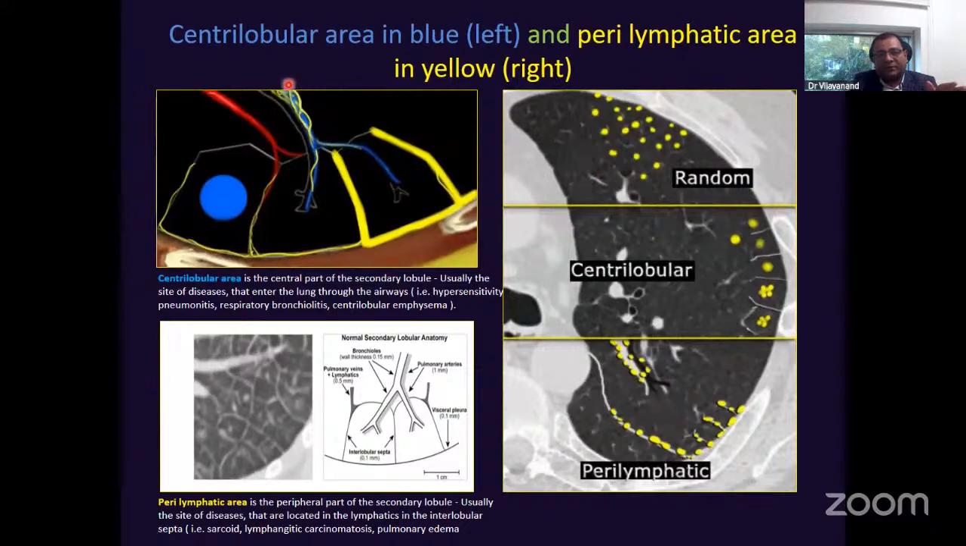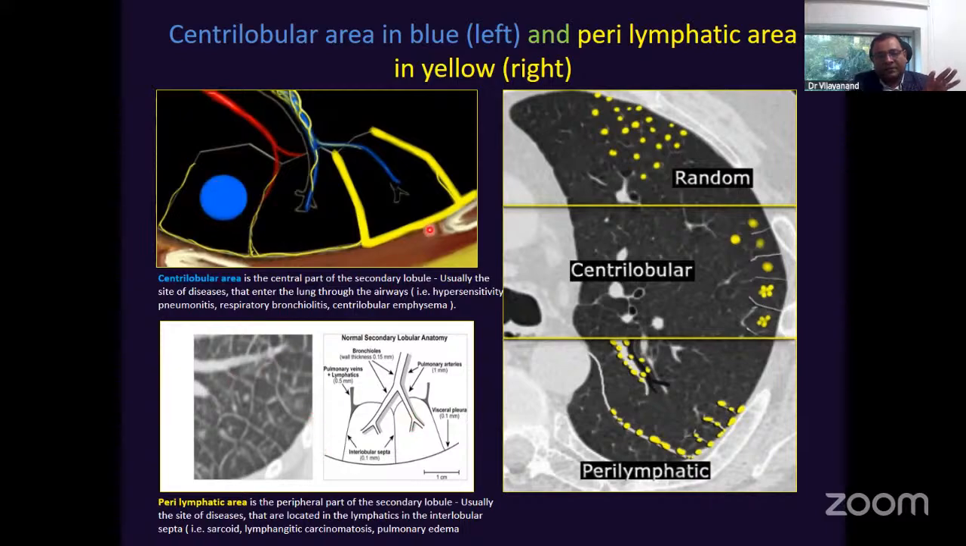It will be either a centrilobular, perilymphatic, or random involvement of the lung, and secondary centrilobular and perilymphatic involvement of the secondary pulmonary lobule. You can see this blue color. What you are seeing is that the pathology is seen within this polygonal structure, which is a secondary pulmonary lobule. So it is called centrilobular pulmonary pathology.